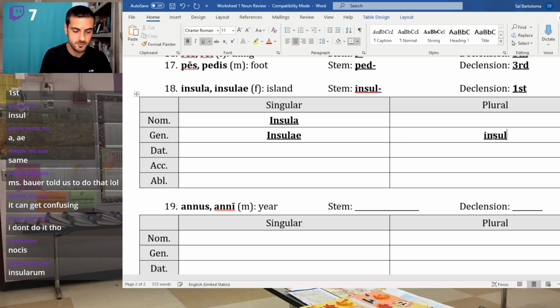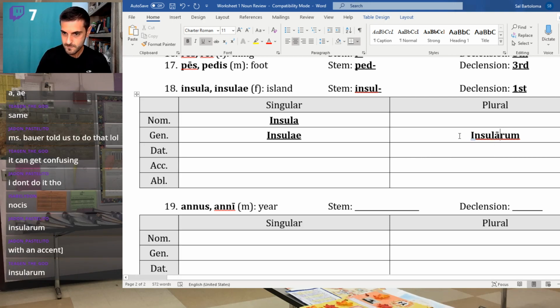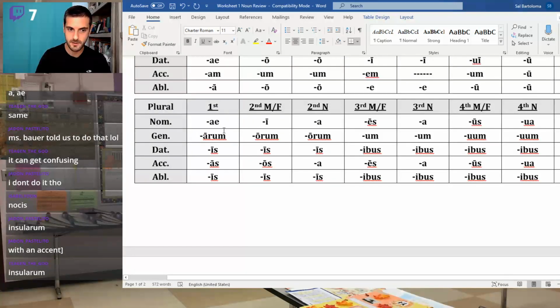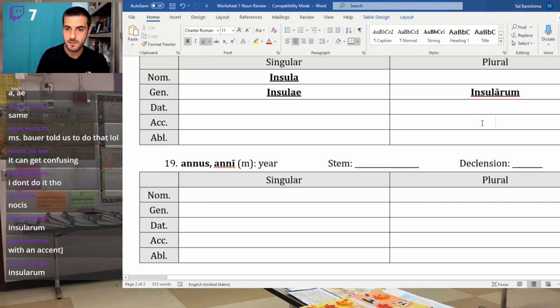Yeah, it's insularum, right? I know it's insularum because when I go back up here, here are all my options for genitive plurals: arum, orum, um, erum. They're all pretty much the same, right? And first declension with that A, right? So at least I want you to be in the ballpark, okay? What about accusative plural?